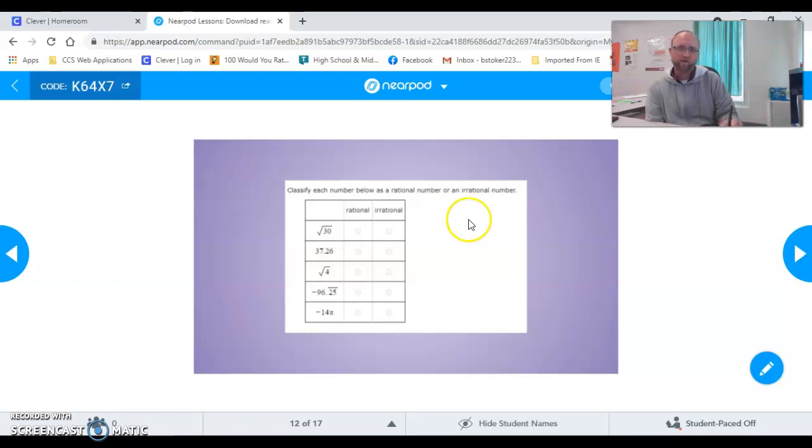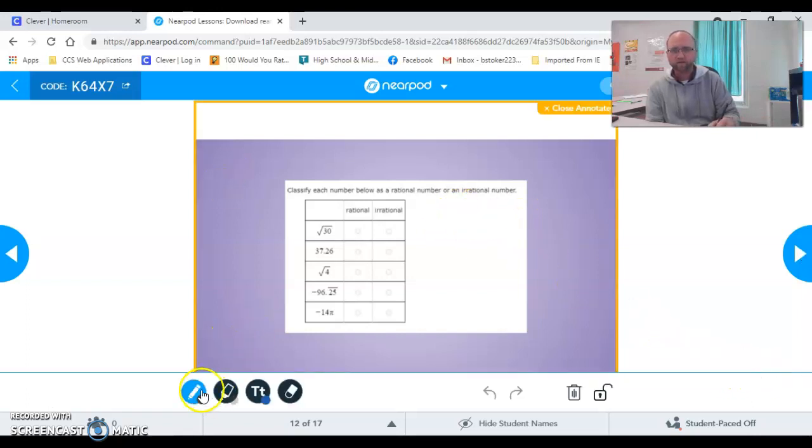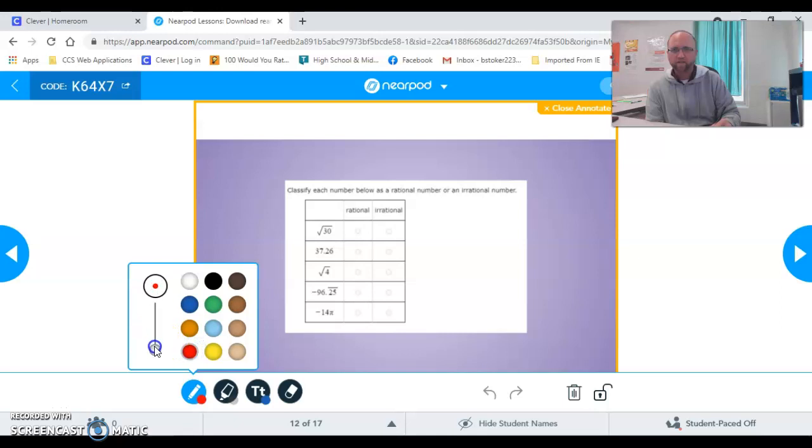Okay, last one, classify as rational or irrational number. This one's pretty easy. Again, as long as I can write it as a fraction, or it's got a terminating or repeating decimal, it's an integer, it's a whole number, then it's rational, and everything else is irrational. Irrational numbers, again, are always going to be like square roots of non-perfect squares, or pi is going to be involved. So the first one we have is square root of 30.